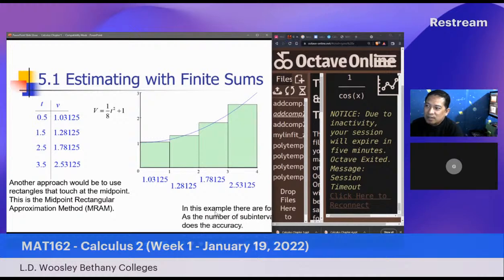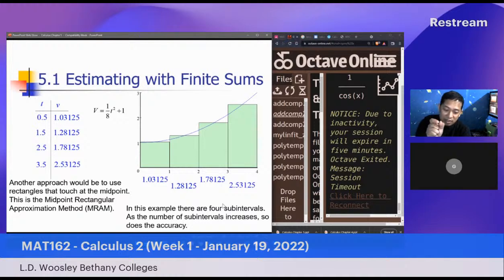Alright? So, in this example, there are 4 subintervals. As the number of subintervals increases, so does the accuracy. So, yung interval o yung distance ng dx mo, yung change of x mo. Kasi yung change of x, mag-aano yan eh. Tawag doon, mag-approach ng dx yan. Sooner or later.